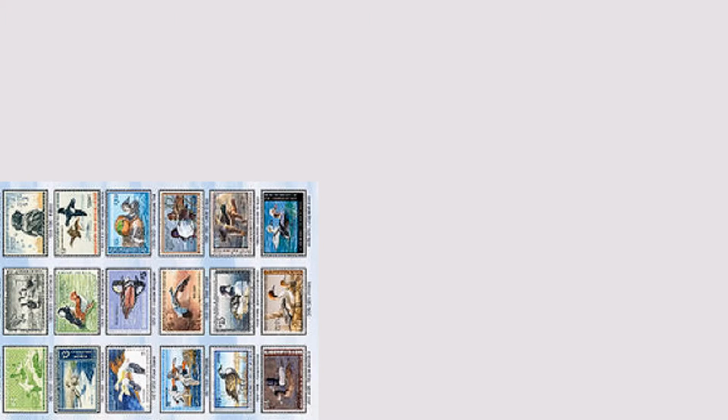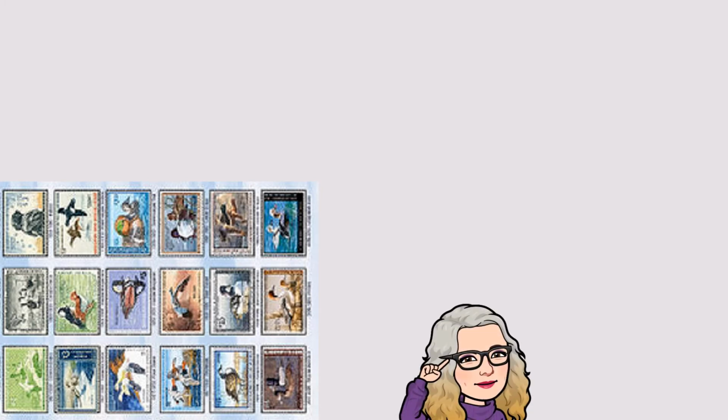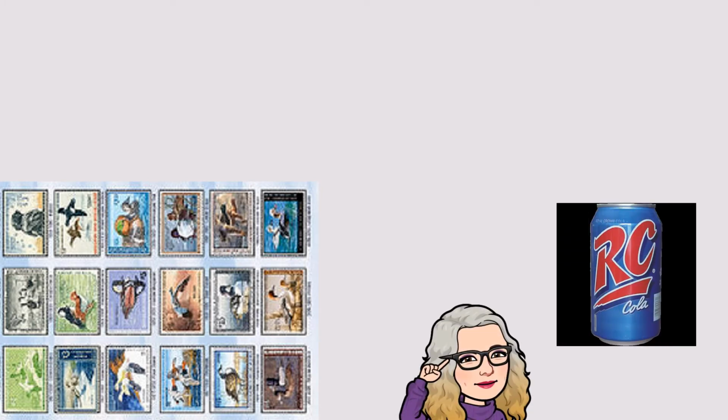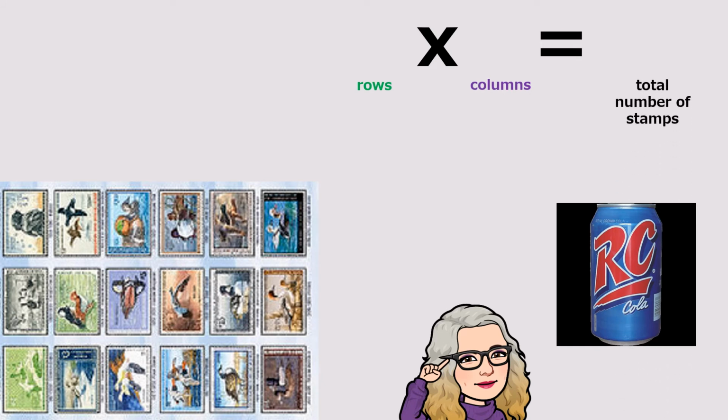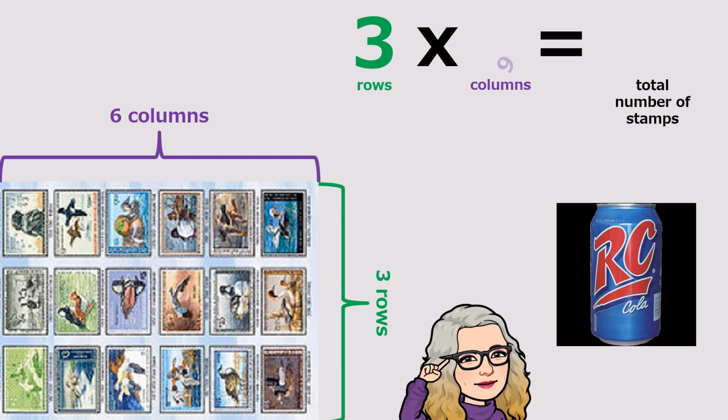Now, what if I flip the stamp page on its side? Well, I'm going to think to myself, RC Cola, RC, rows times columns to get my total number of stamps. So now that I flip the page on its side, I have 3 rows and 6 columns. And I will still get 18 for my total number of stamps.